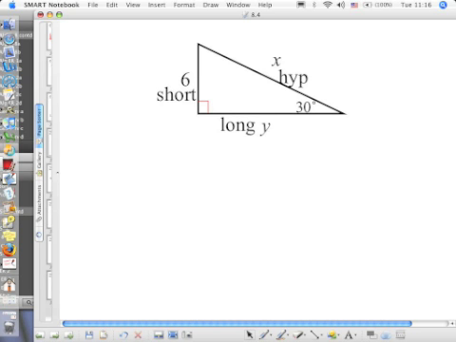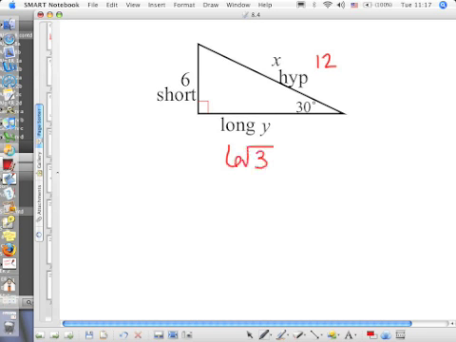Now that we have established the hypotenuse, the short leg, and the long leg, if we know the short leg, we can find either of the other two, right? Well, let's start with the easier one. The hypotenuse is twice as big. So the hypotenuse is 12. The long leg, I simply take the short leg and multiply it by square root of 3.